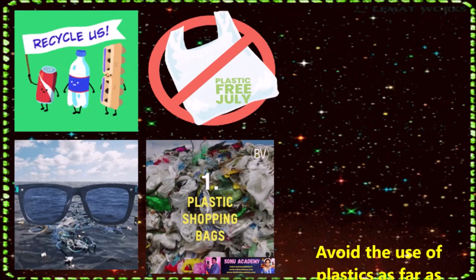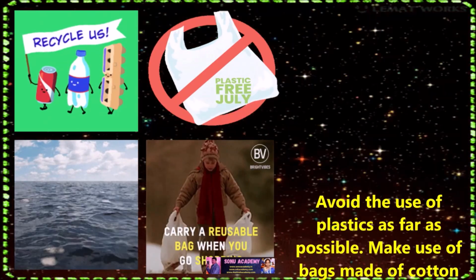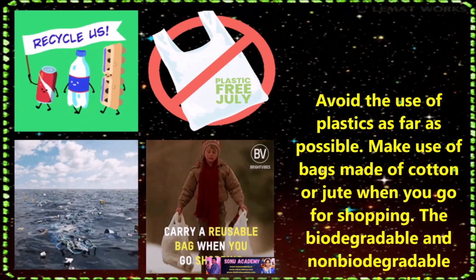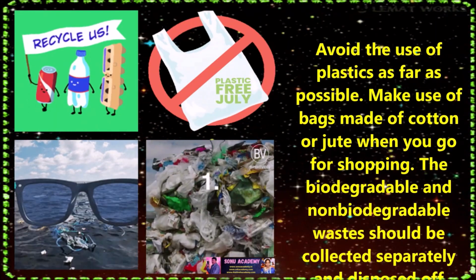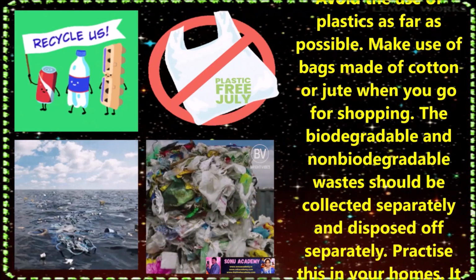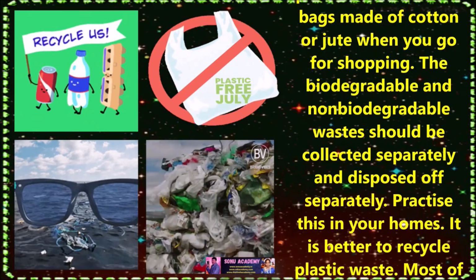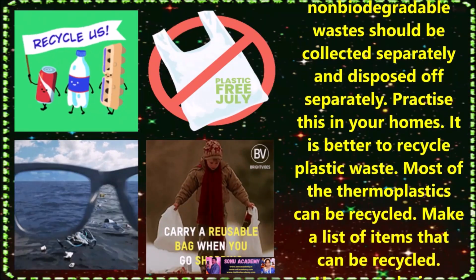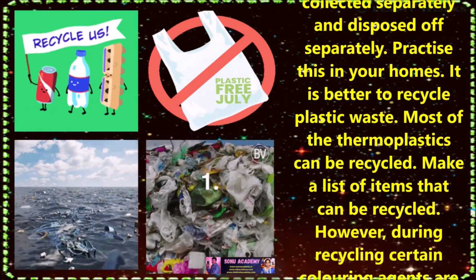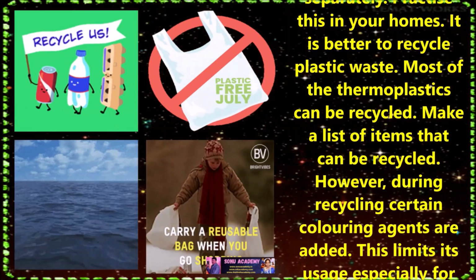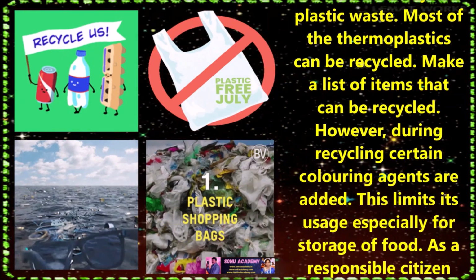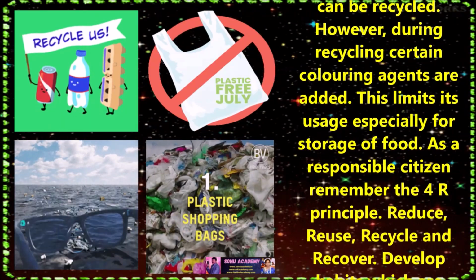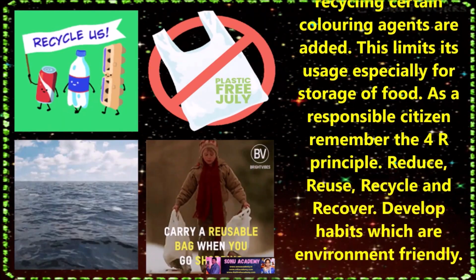Avoid the use of plastics as far as possible. Make use of bags made of cotton or jute when you go shopping. The biodegradable and non-biodegradable waste should be collected separately and disposed of separately. Practice this in your homes, and it is better to recycle plastic waste. Most of the thermoplastics can be recycled. Make a list of items that can be recycled. However, during recycling, certain coloring agents are added. This limits usage, especially for storage of food.